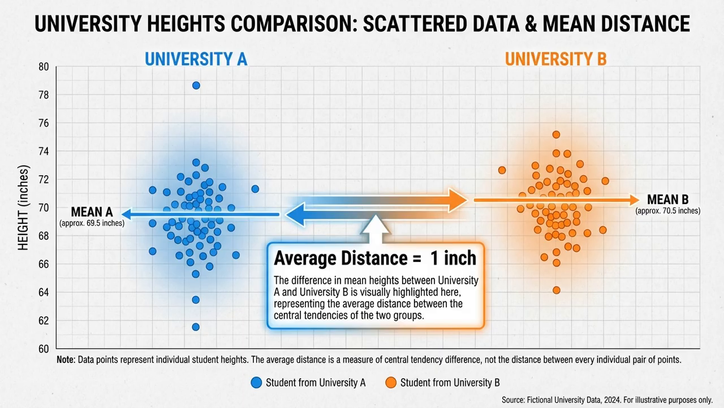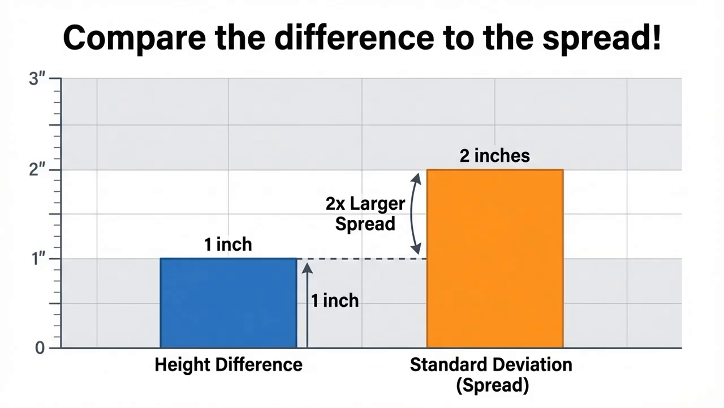That 1 inch difference we found earlier, that's the average distance between the two groups, University A and University B. Because we are comparing the average height in University A to the average height in University B. This 1 inch difference really indicates the average distance between all the individual students if you were to compare the two universities.